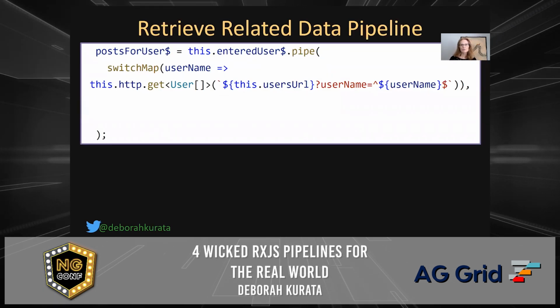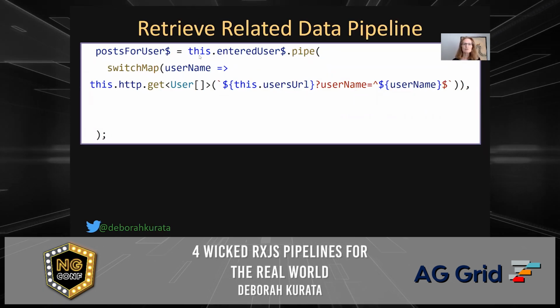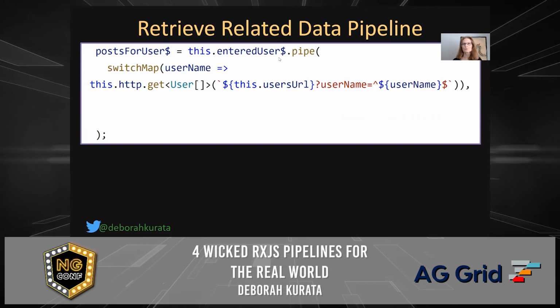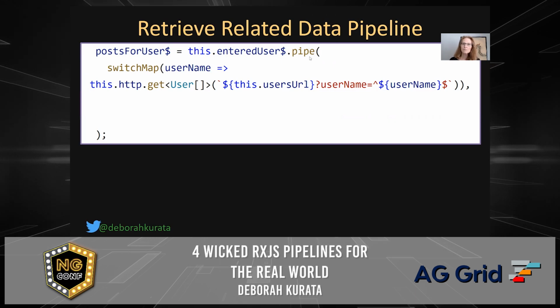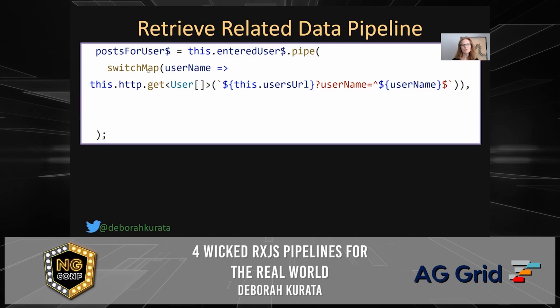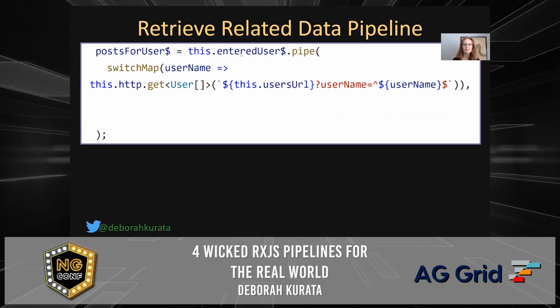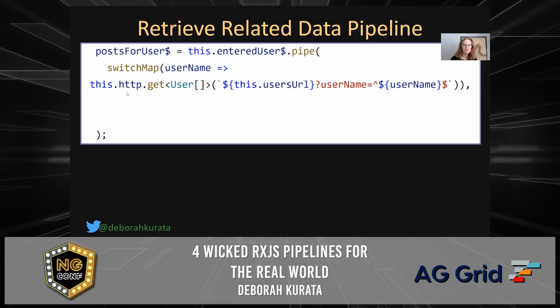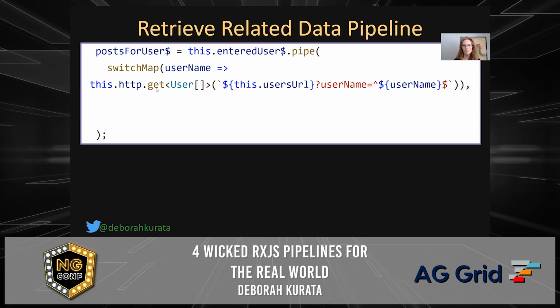And then here's our retrieve related data pipeline. So we start with our subject, this.enteredUser$, the observable part of our subject, and we're going to pipe it through our pipeline. The first thing we're going to do is use a switchMap on the username emitted from enteredUser$, and we're going to use that to issue an HTTP GET request.